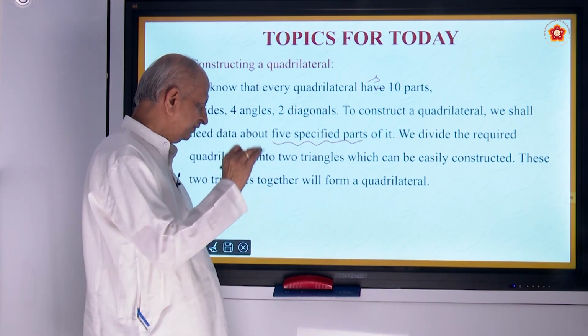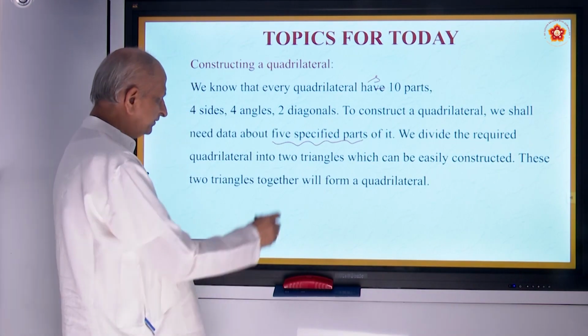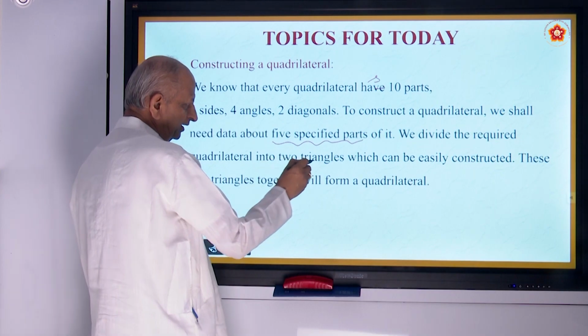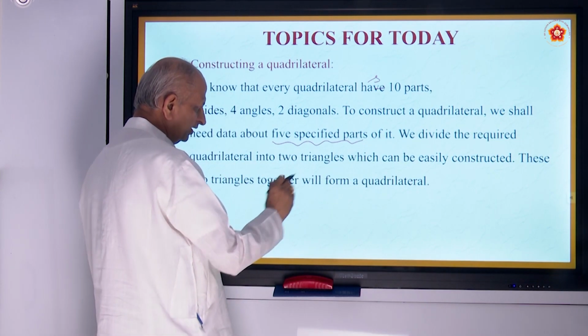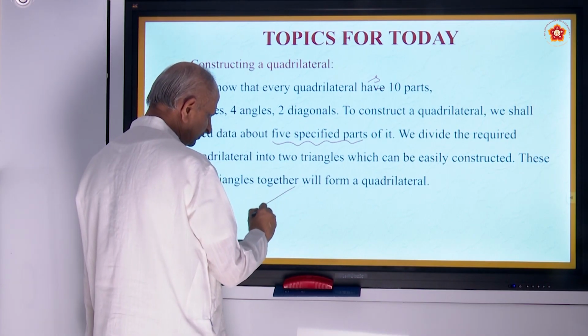So how do we draw it? First we divide the quadrilateral into 2 triangles, which can be easily constructed. These 2 triangles together will form a quadrilateral. Suppose you have a quadrilateral like this.